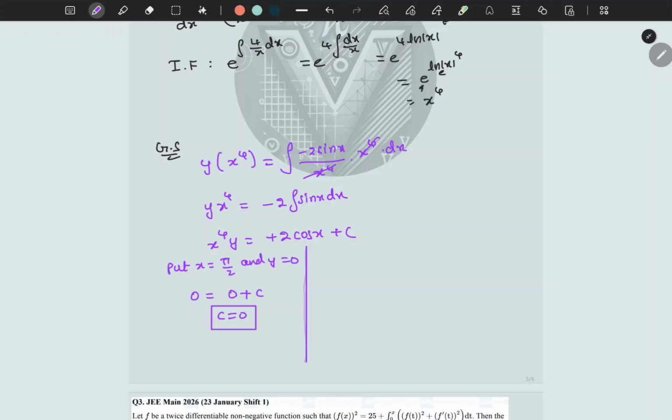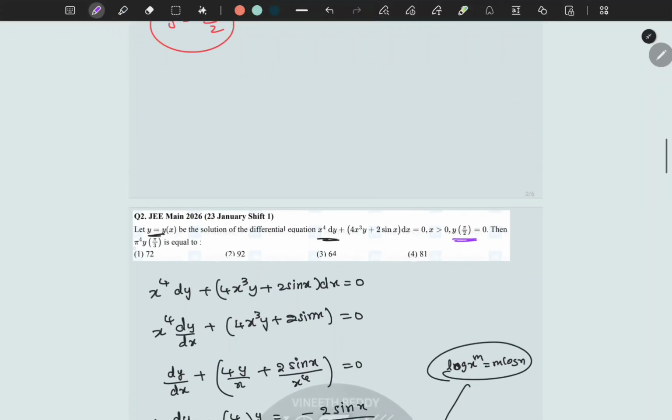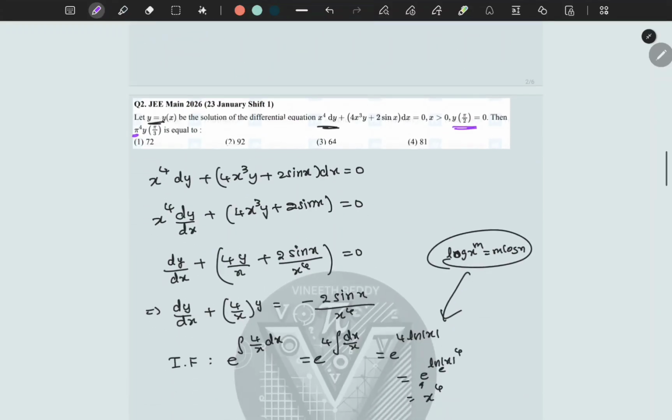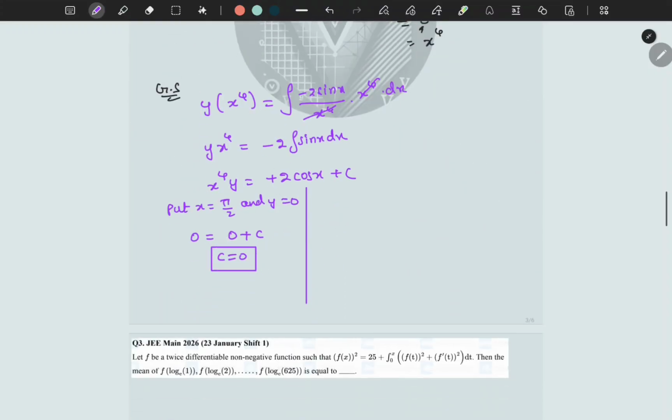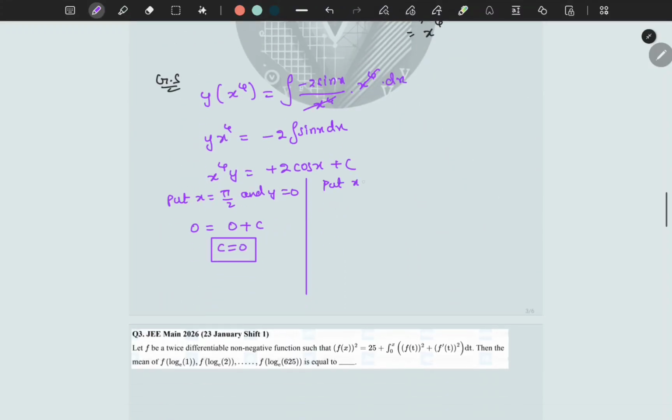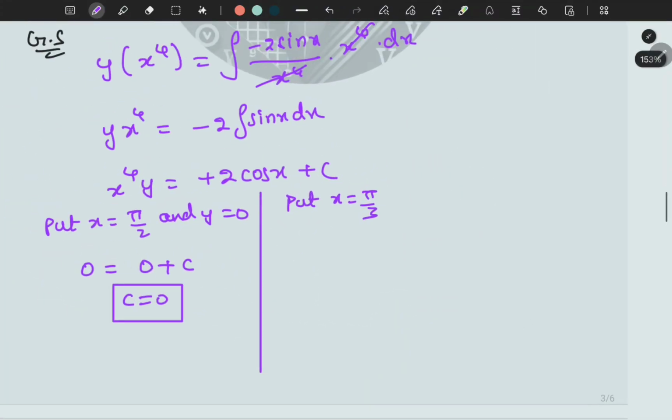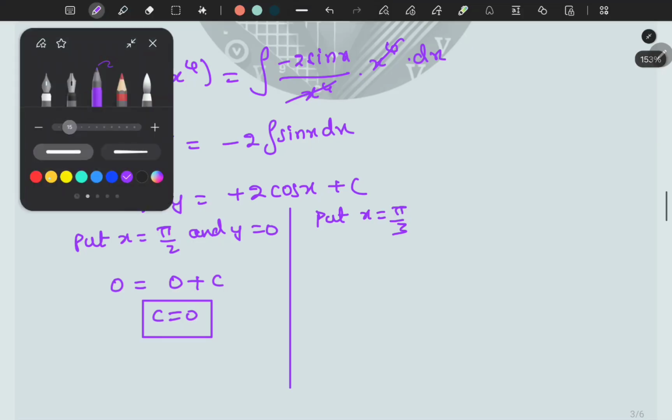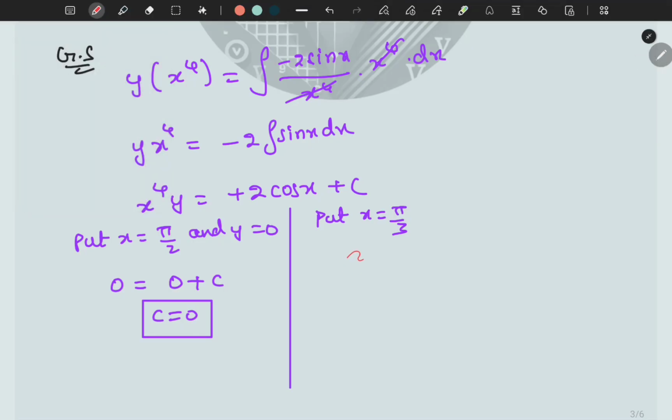Now we need to just find the value of pi power 4 into y of pi by 3. That means put x equals pi divided by 3. So if I put x equals pi divided by 3, what do I get? Pi divided by 3 whole power 4 into y equals 2 cos pi by 3.